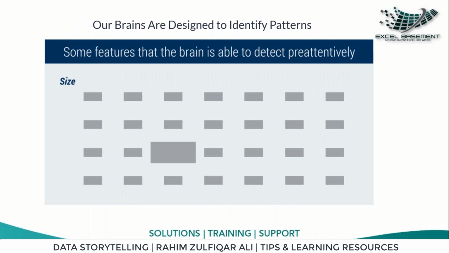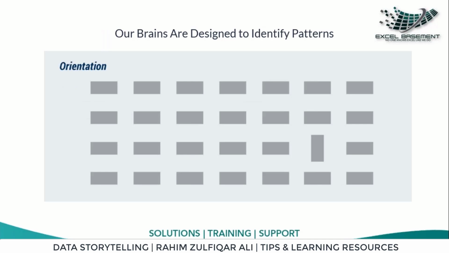The next thing is that our brains are designed to identify the patterns. For example, now you can see that there are multiple blocks, but one of the blocks is large in size. So this is said that our brains are designed to identify the pattern, because when we see a different kind of pattern, we recognize that very easily. Next is our brains are designed to identify patterns by the orientation. So as you can see, a lot of boxes right here, but one box is different and we can focus first at this point.